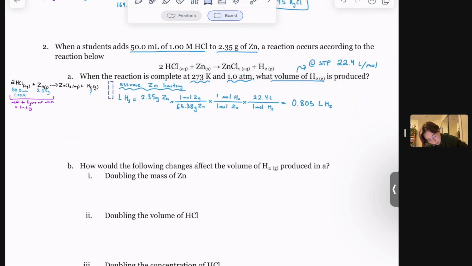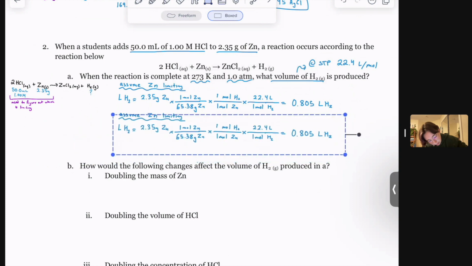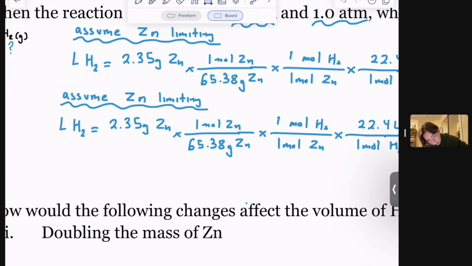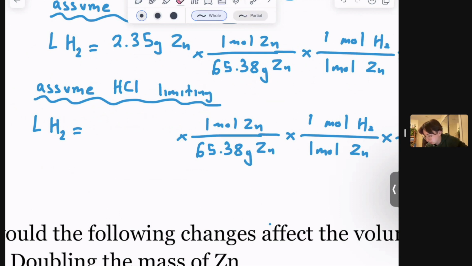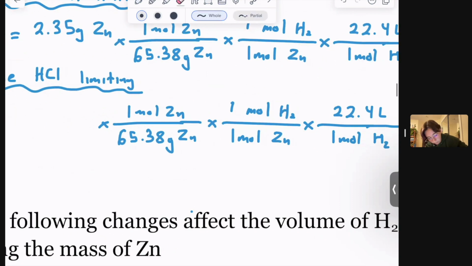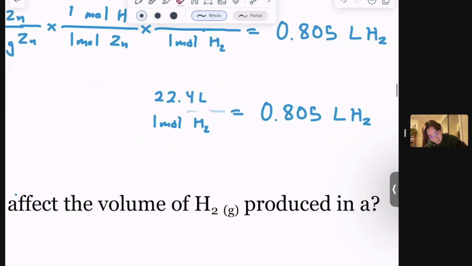Okay, so that would be the situation if zinc was my limiting. So I just do that all again, but this time I'm only going to consider my other one. So I'm just going to do that again, but talking about my other factor. So this time I'm going to instead assume that my HCl is limiting. Probably would have been more efficient to just rewrite this all. Yep. Not thinking ahead very well. There we go.